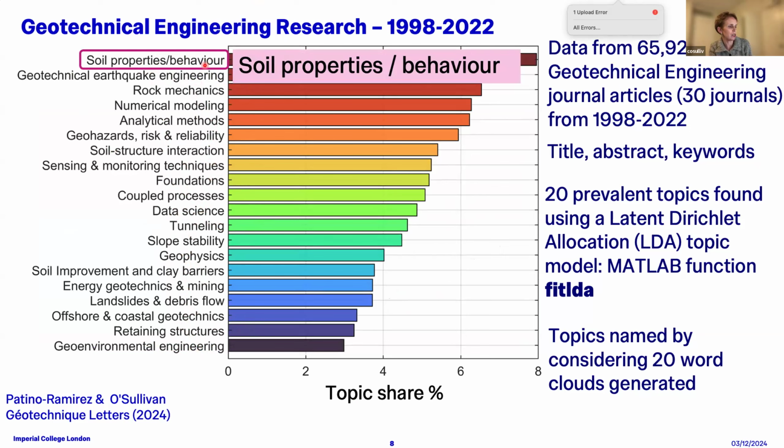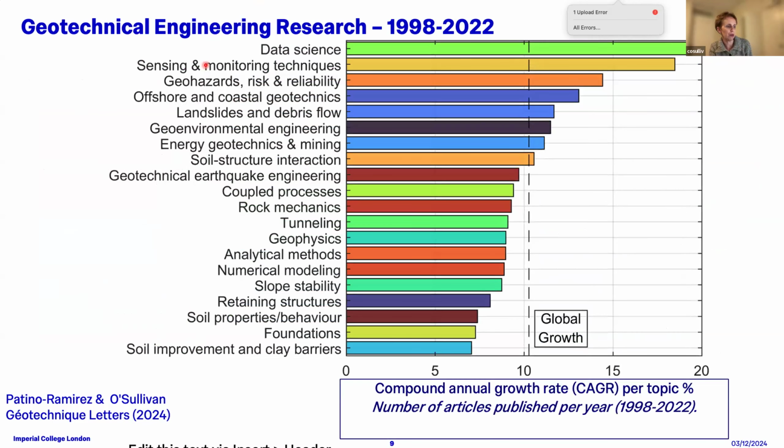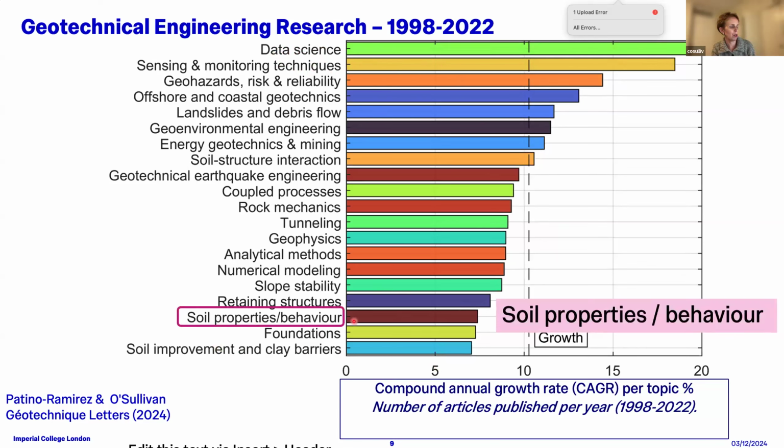But what Fernando also did is look at the compound annual growth rate. This is, how much are we seeing an increase in publications in certain areas? It's not really a surprise to see that papers we could call data science are the most popular. And these papers on soil properties and behavior, while there are many of them, we're not really seeing a big growth in activity in that area in comparison with other topics. Where we are seeing growth is in more applied research areas. If we take the data science out, we're looking at geohazards, offshore geotechnics.